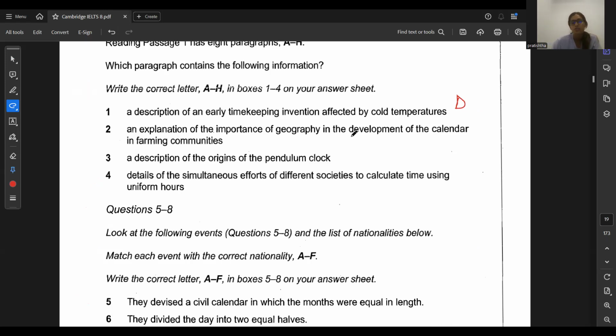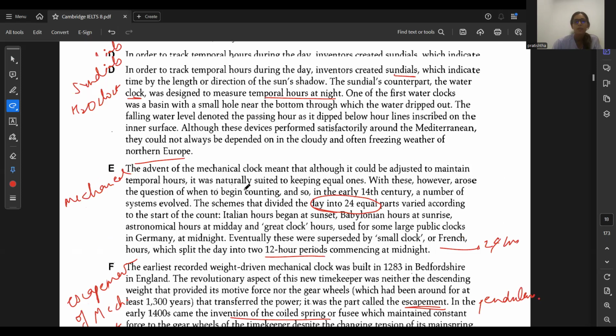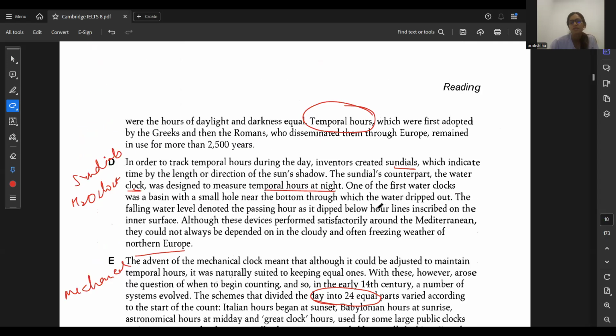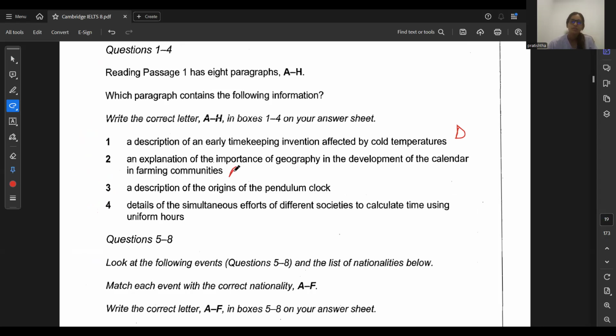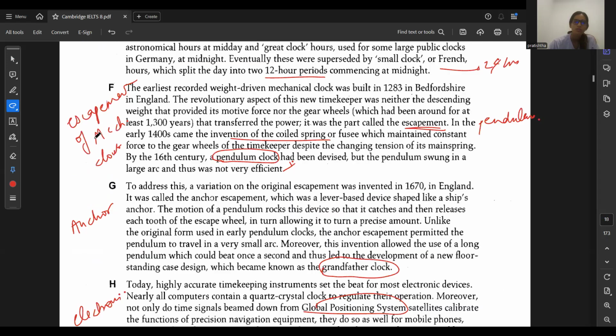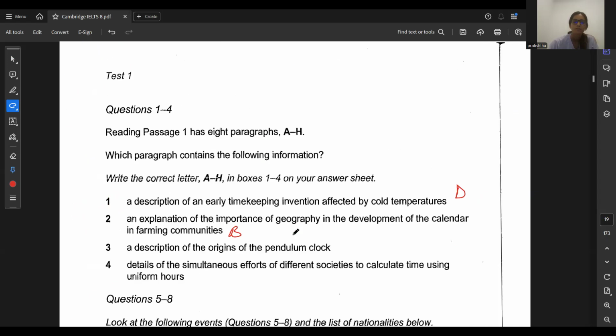The expression of importance of geography in the development of calendars in farming communities, right? So when we are talking about farming, it would be here. So where was it? See, seasonal agriculture was practiced. So it would be B. Origins of the pendulum clock, it's pretty easy. Pendulum clocks were spoken about here. Pendulum clock. So F.